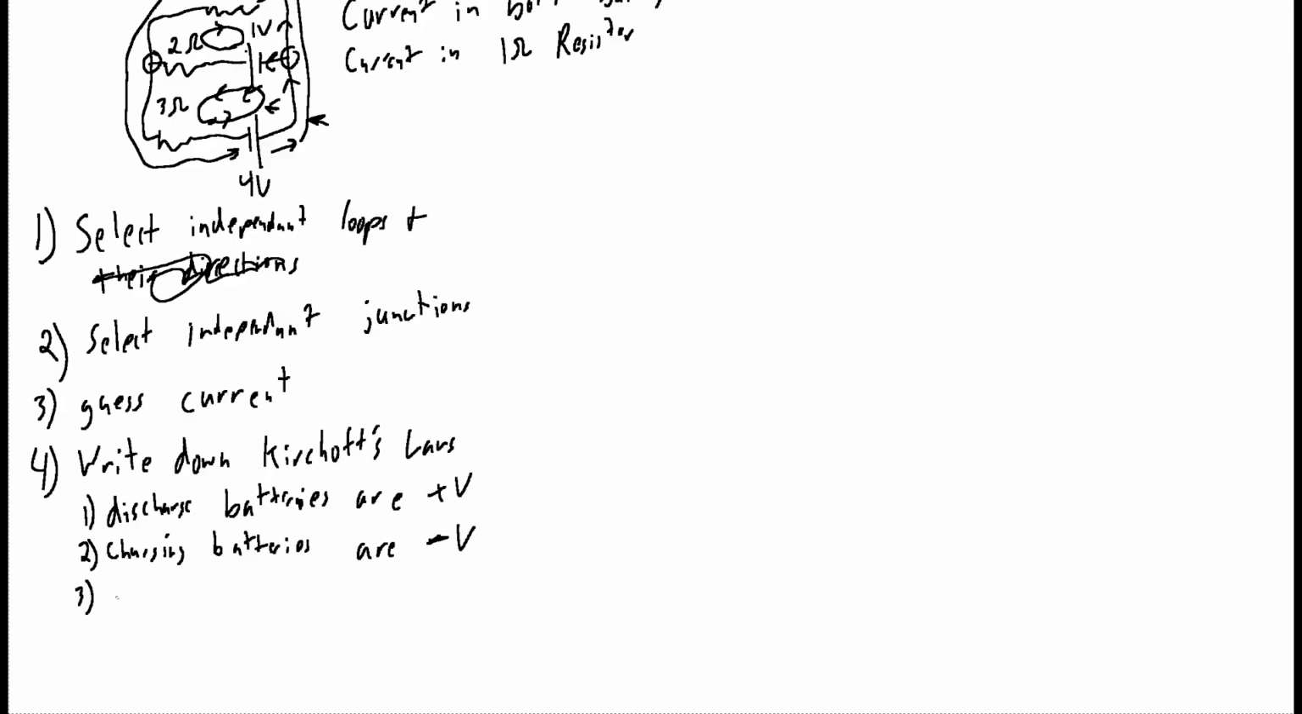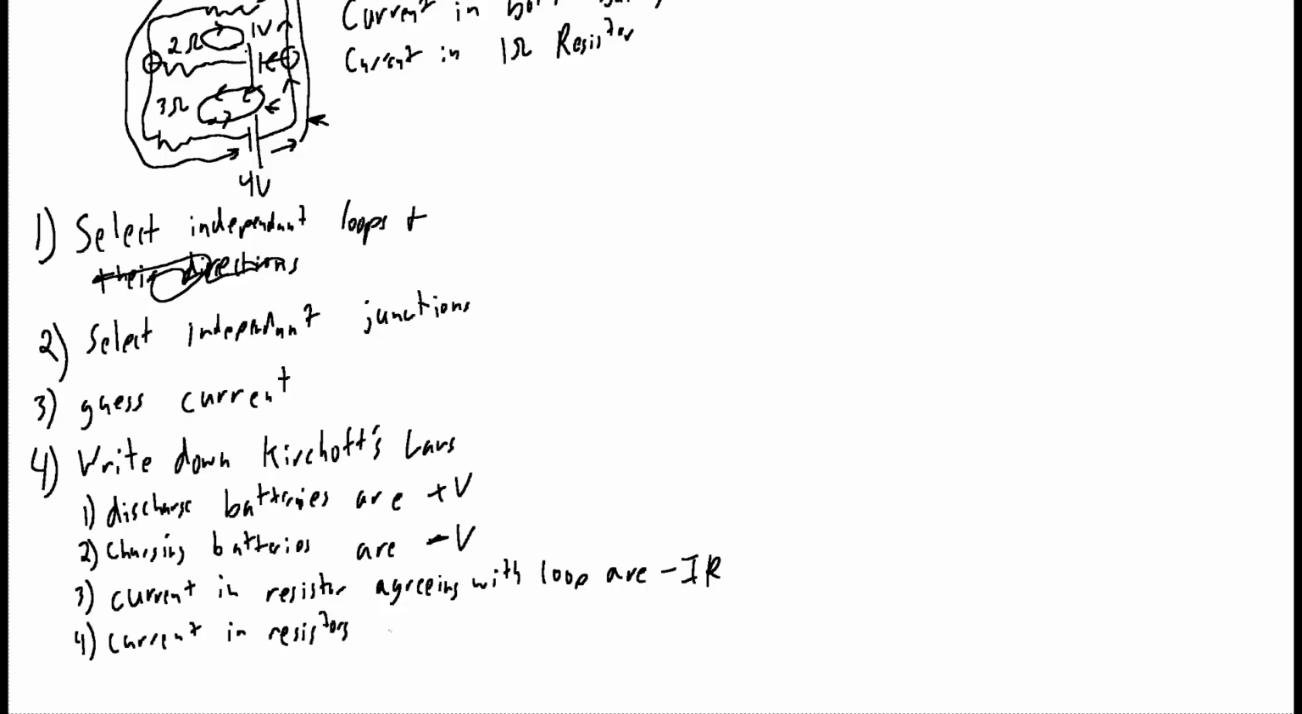Three. Current in resistors agreeing with loop are minus IR, and for current in resistors disagreeing with loop, R plus IR.